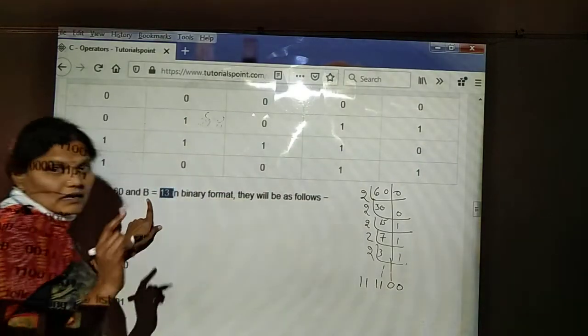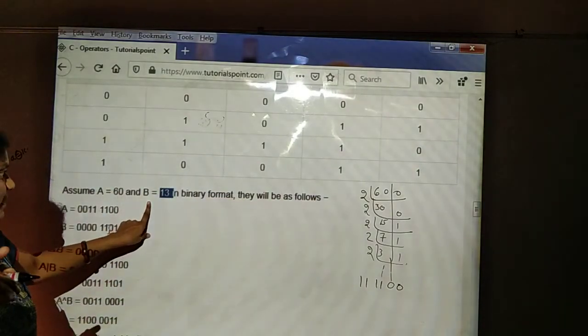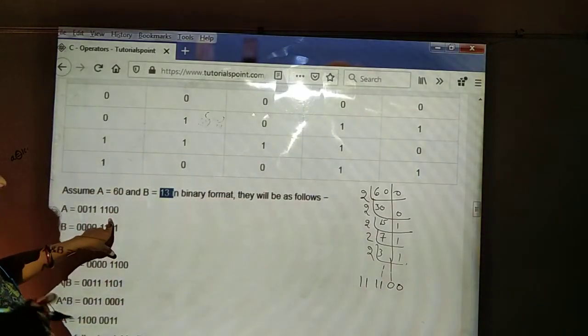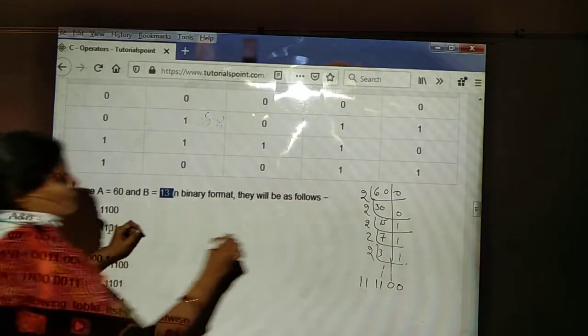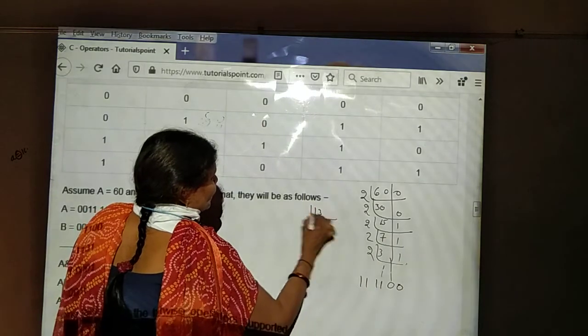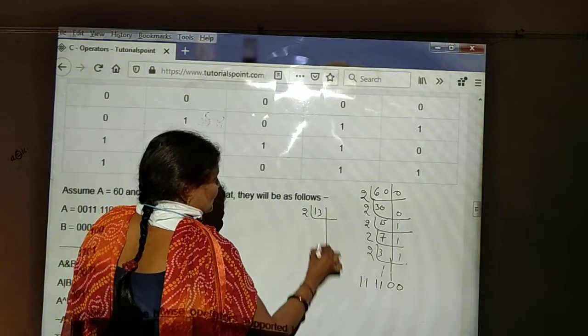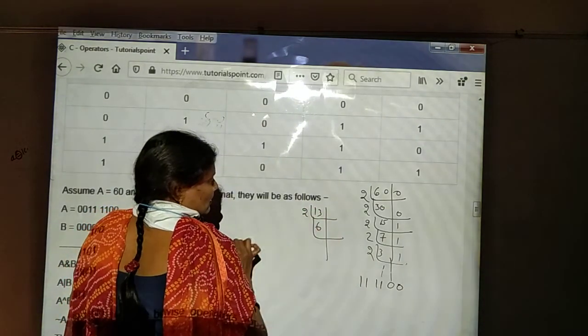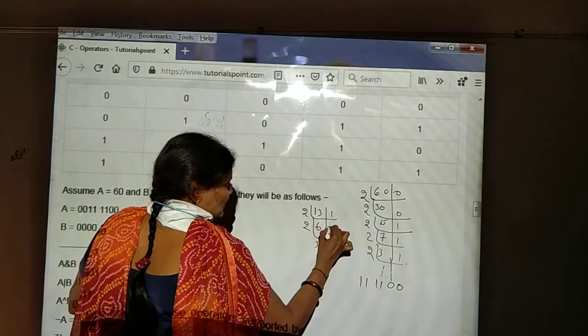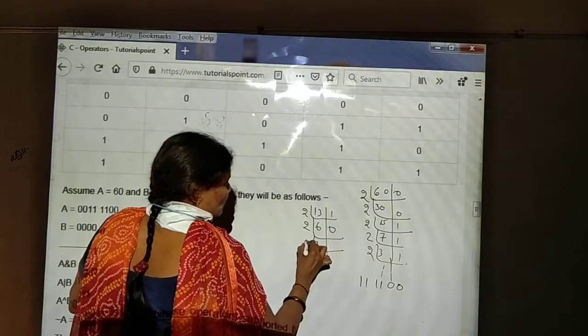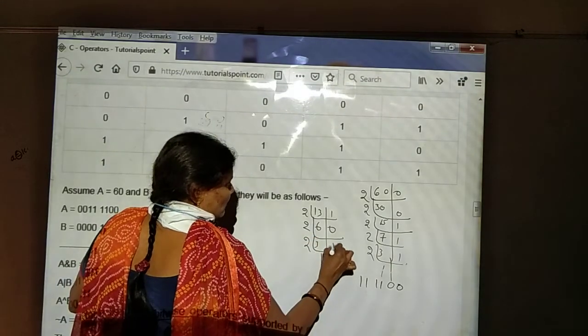Means whatever data we have been given, the decimal number 60 will be converted to binary form in this way. Next, 13 also we can perform. 13, how to do the 13? 2 6s are 12. Remainder 1. 2 3s are 6. Remainder 0. 2 1s are 1, remainder 1.